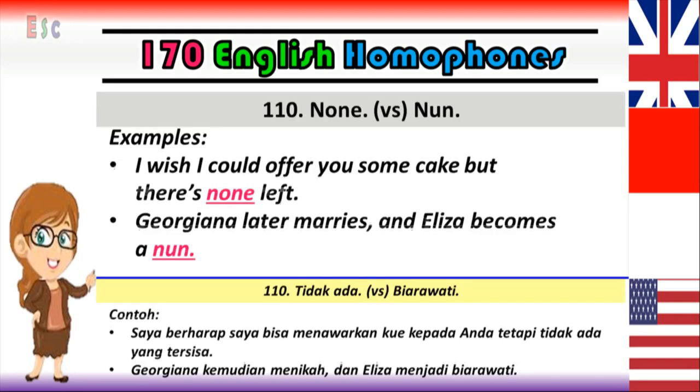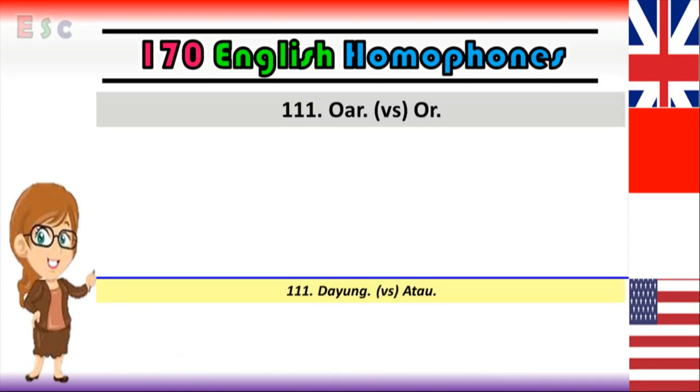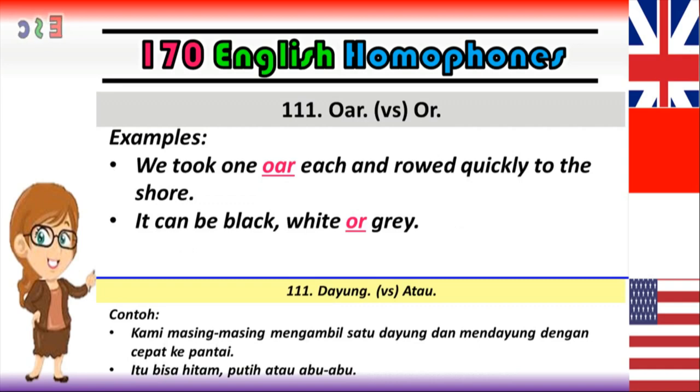110. None versus nun. Examples: I wish I could offer you some cake, but there's none left. Georgiana later marries, and Eliza becomes a nun. 111. Oar versus or. Examples: we took one oar each and rowed quickly to the shore. It can be black, white, or grey.